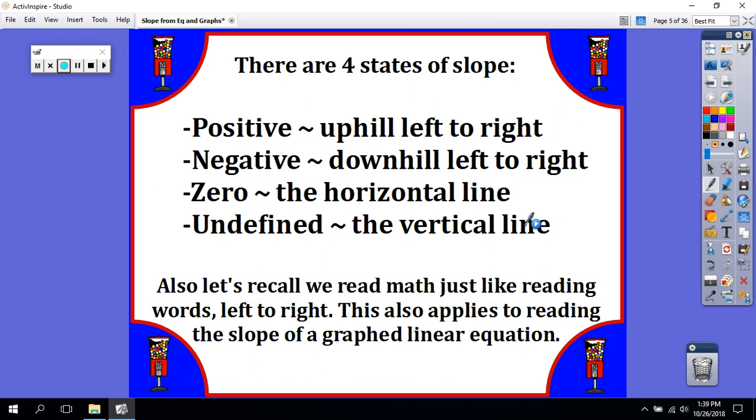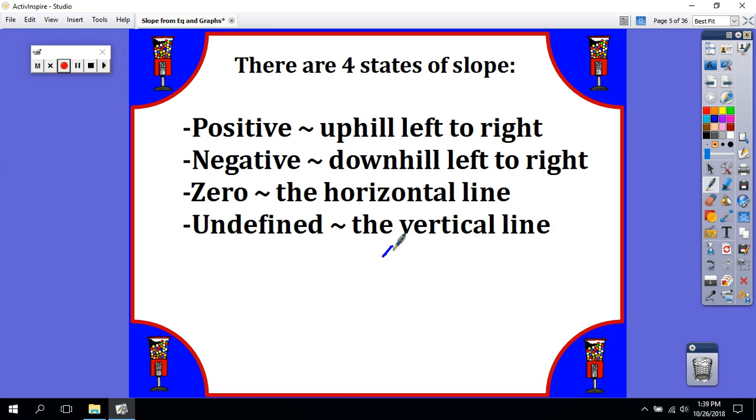Math is just like reading. You always read from left to right. This also applies to reading slope. Okay, so when we look at our graphs, let me draw just a quick little axis here. When we're looking at a graph, we're always going to start on this side and move from left to right to decide if it's going uphill, downhill, or if it's vertical or horizontal. Okay?